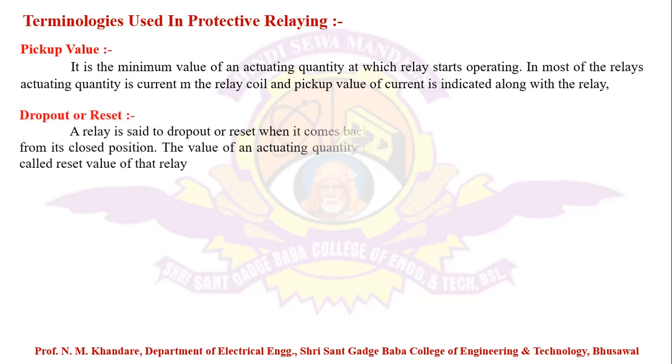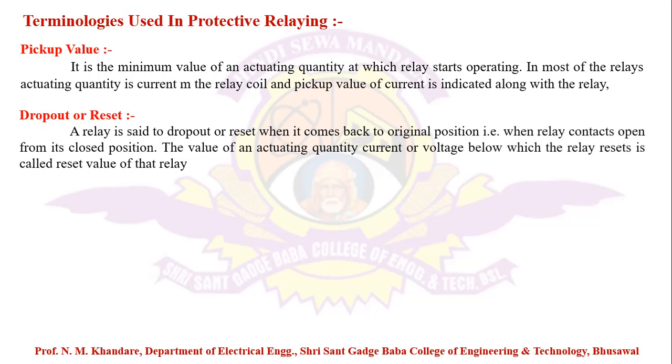Next is the drop out or the reset. After the relay has been actuated or picked up, the relay is said to be dropped out or reset when it comes to the original position. That means if initially the contacts are normally open, then after disconnection of the actuating quantity due to the opening of the circuit breaker, the relay coil gets de-energized, the contacts which changed position are released, and the relay comes to its original position. That is called the dropout or the reset. When the relay contacts open from the closed position, the value of the actuating quantity, current or voltage, below which the relay resets is called the reset value of that relay.